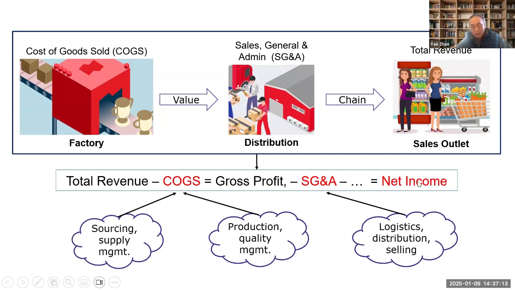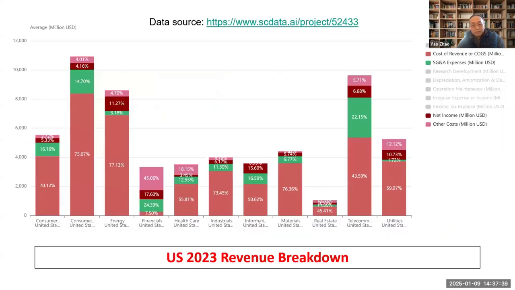By the way, from the next slide, we can see cost of goods sold and SG&A are often the largest two cost components for any company. So here you can see how operation supply chain directly affects the cost and how the cost affects the net income. Okay. Now let's look at the data. The question is how important are cost of goods sold and SG&A for a typical company?